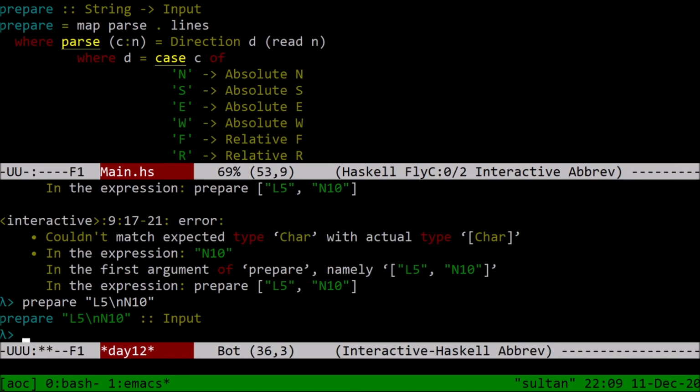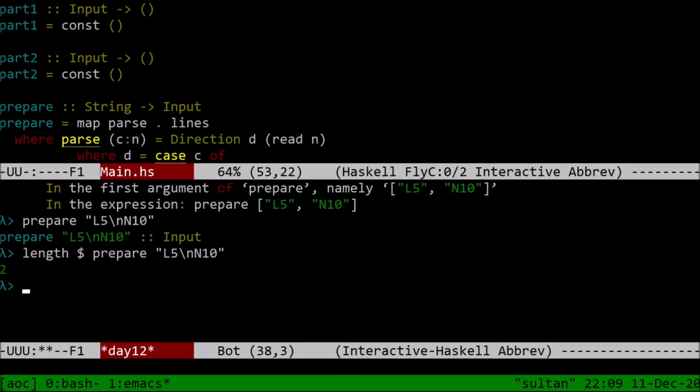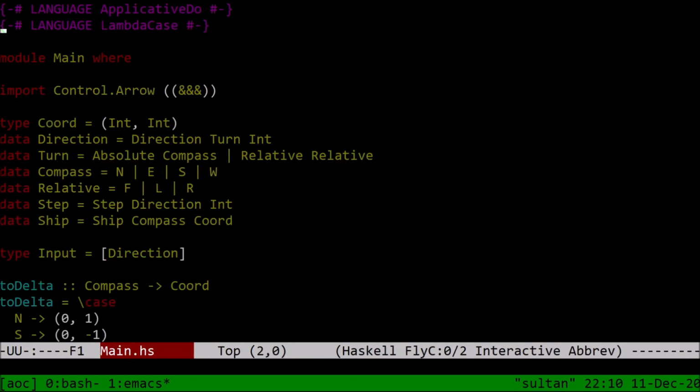Okay, I actually don't know if it succeeded because it has no show instance, and therefore it might just be lazily telling me, yes, this is an input, and I can tell that without having to read anything because map always returns a list and parse always returns a direction, but I can't tell you what that thing is. So what I guess we could do is just say length of this, 2. Well, again, it could have figured that out even if we were totally broken, I feel like. So let's, I don't know.